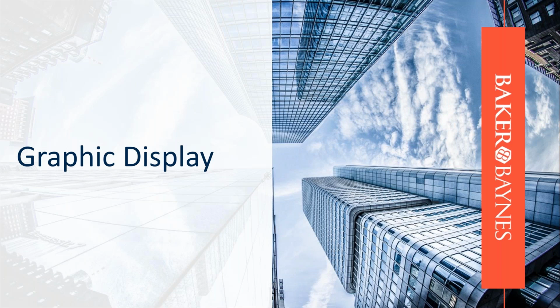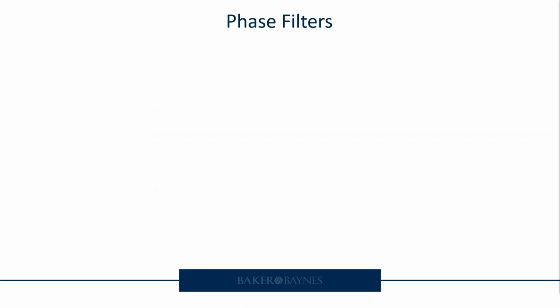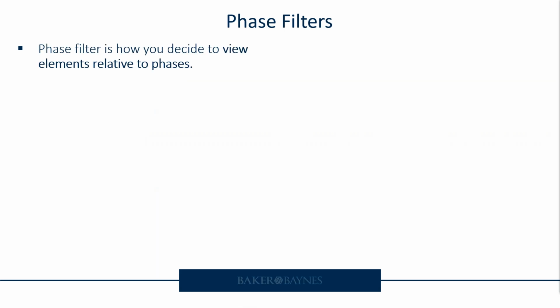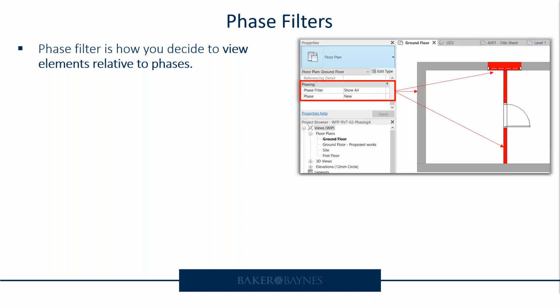So next I want to talk about the graphic display and the options of that in terms of phases. So first of all, if we talk about phase filters, what is it? It's basically how you decide to view the elements in your views relative to the phases. So if we look at this image, for instance, there we can see the phase filter is set to show all. In other words, it shows all elements across all phases and they have different colors assigned to them. So this is what your phase filter is used for.